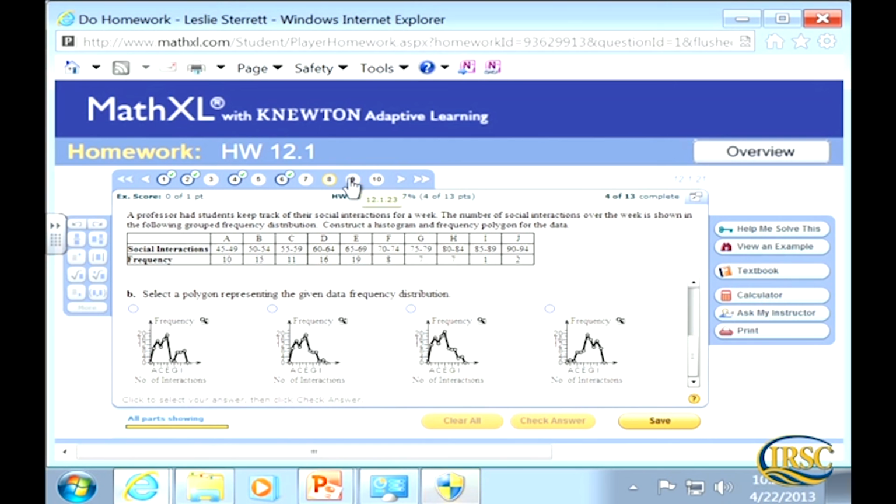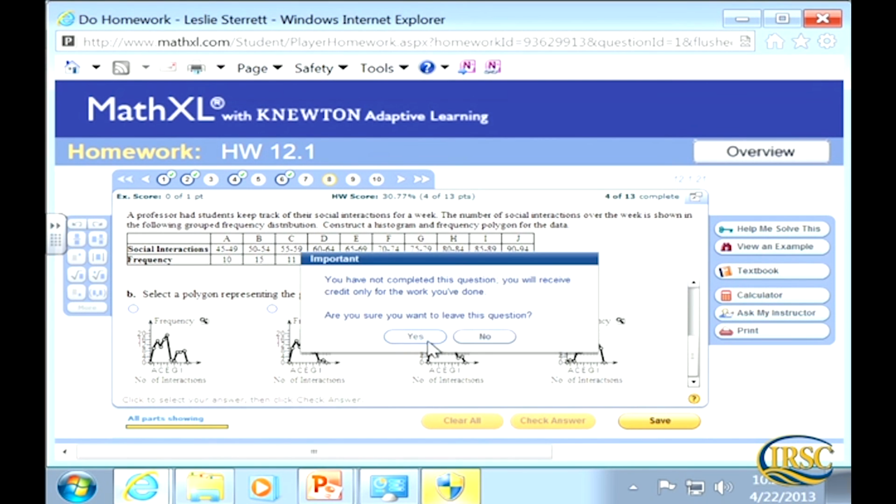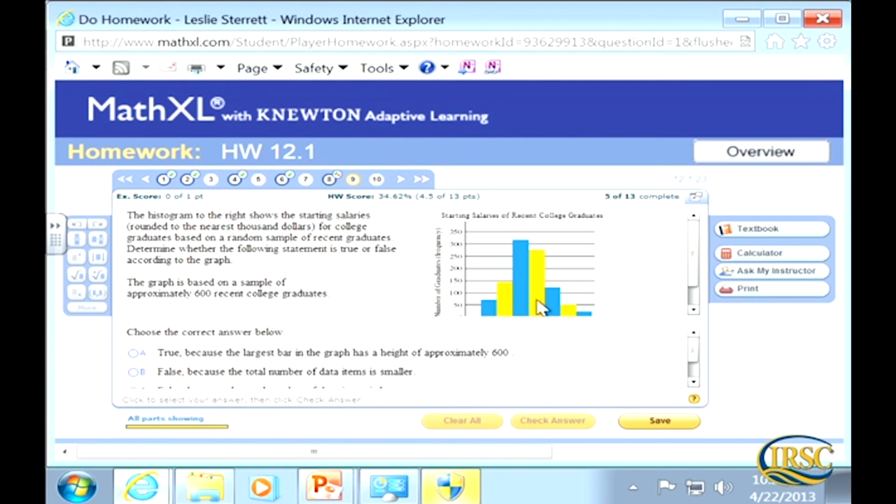The last type of visual that I want to look at before we move on. By the way, they're also going to give you a frequency polygon or something like that, or a histogram, and ask you questions about it to make sure that you can interpret these correctly. But I want to move on to our stem and leaf plot.